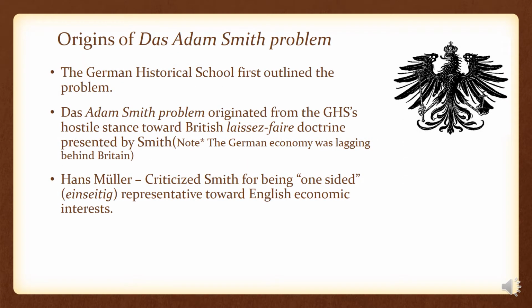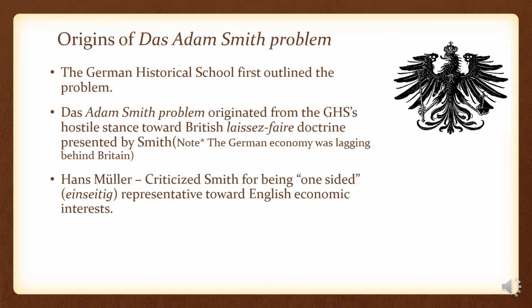The origins of the Adam Smith problem stems from the German historical school of thought, who first outlined the so-called problem between the inconsistencies of Smith's work. The term Das Adam Smith problem originated from the German historical school's hostile stance at the time towards British laissez-faire, which was presented by Smith in the 18th century after his works was published. And the German school took the stance because, it's important to note, at the time the German economy was lagging significantly behind that of the British economy.